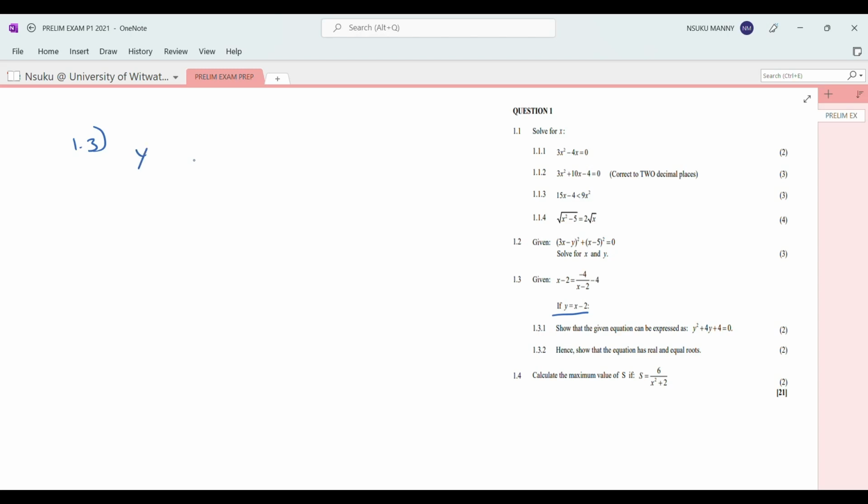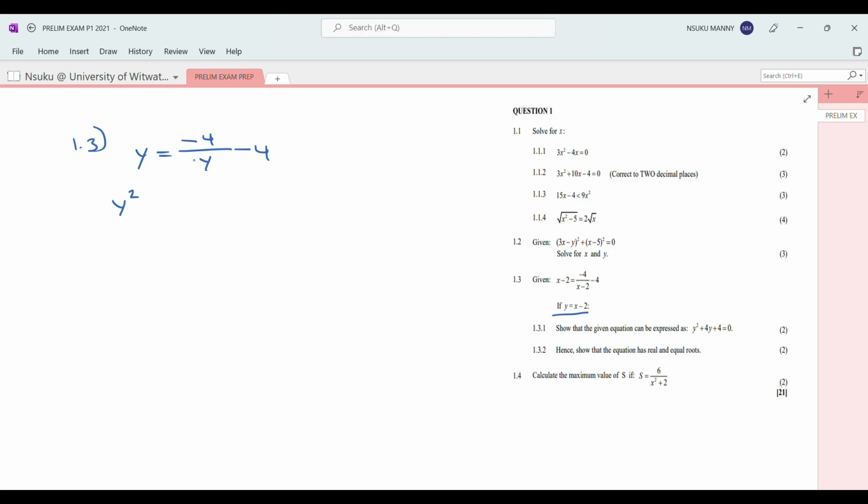So now we're going to say y, which is x minus 2, is equal to minus 4, and at the bottom, where we had x minus 2, we're going to substitute with y, so it's y minus 4, right? We're trying to get rid of this y in the denominator, so we're going to multiply everything by y. If we multiply everything by y, we need to multiply both sides.